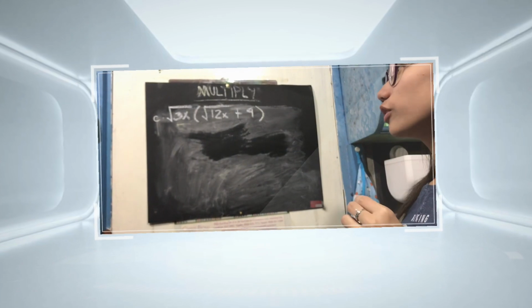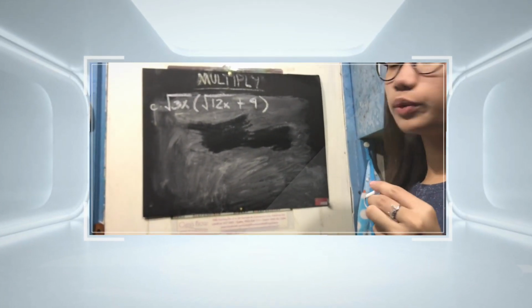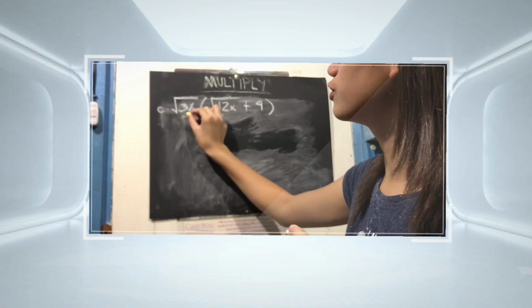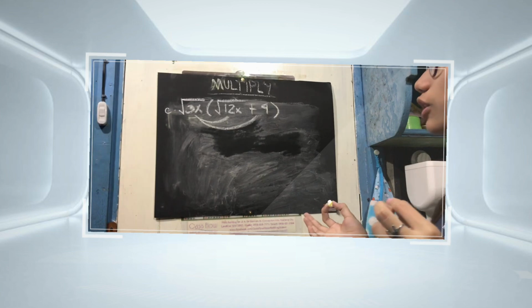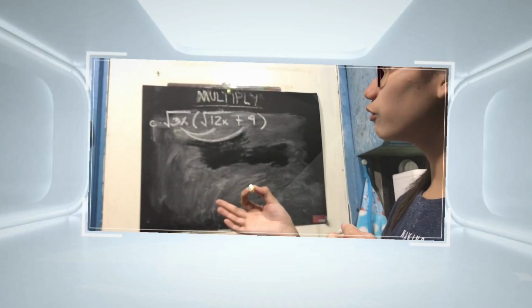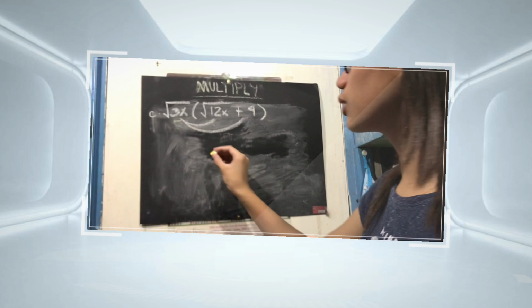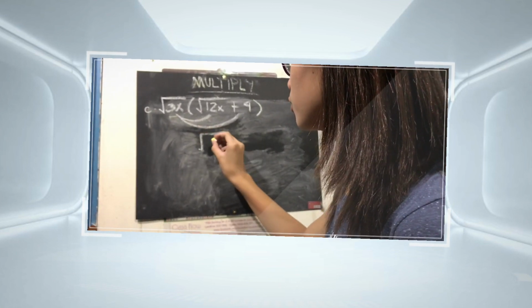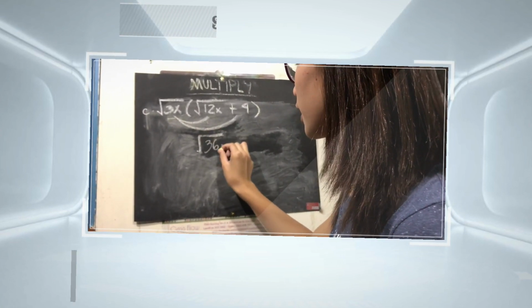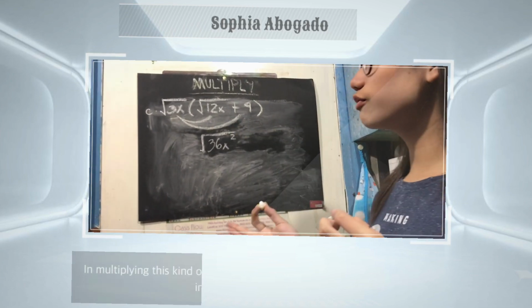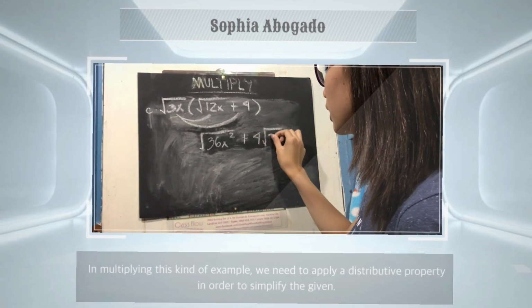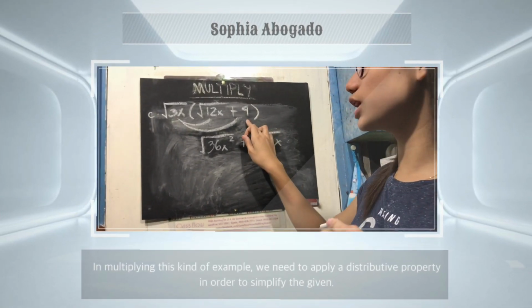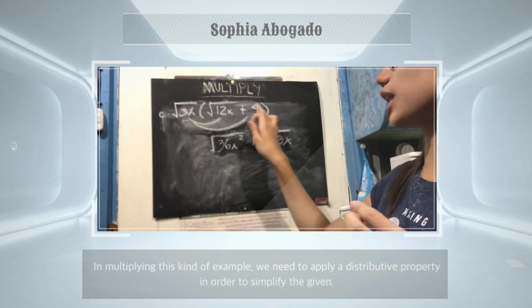Now, let's proceed to the third example of multiplying. In this example, we will apply the distributive property of radicals. We will distribute the square root of 3x to the binomial square root of 12x plus 4. The square root of 3x times square root of 12x is equal to square root of 36x squared. Then square root of 3x times 4 is equal to 4 square root of 3x, because 4 doesn't contain a radical, so that we can just multiply 3 times 4.